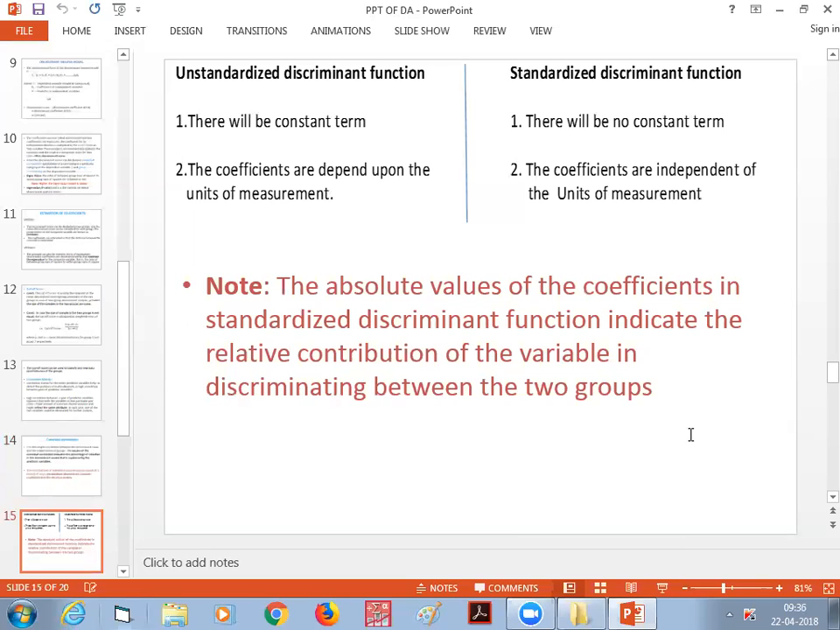Okay. Standardized means Z-score. All the variables are initially converted into Z-scores and will not be measured in units. Whereas in the unstandardized, all the variables will be taken as they are, with the original units only.